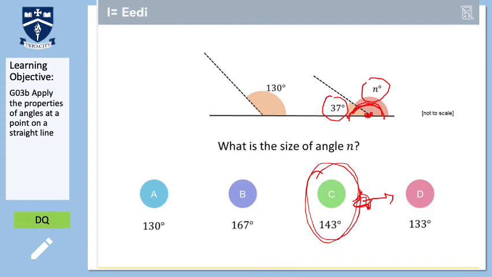And with 130, they have just assumed that n and this one here are the same, even though nothing tells them that these two are the same. They've just assumed they're the same, and they've guessed that that is why they're both 130, but we know that is not correct, and the answer is 143 degrees.